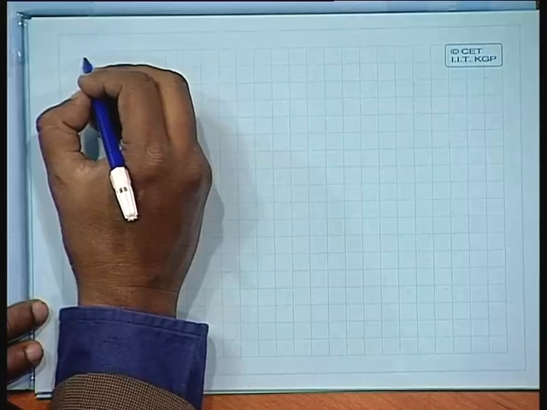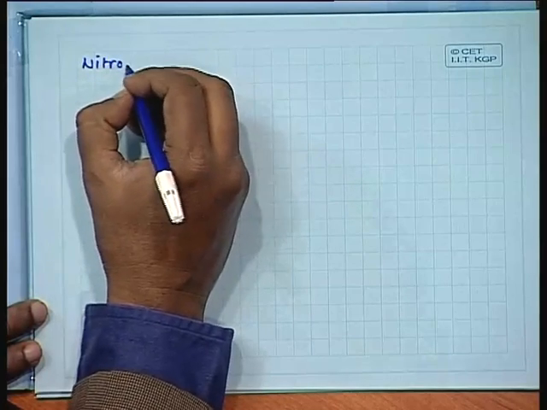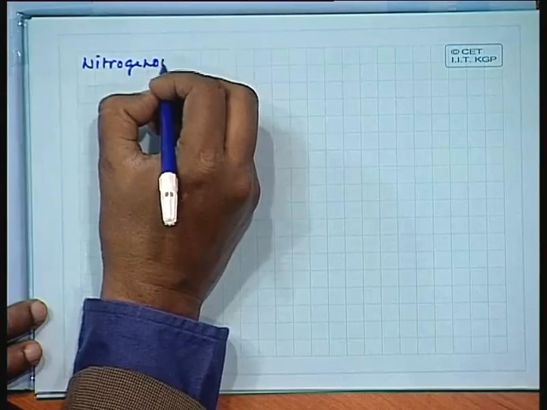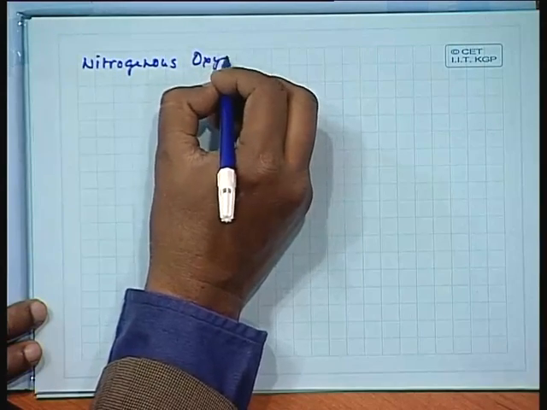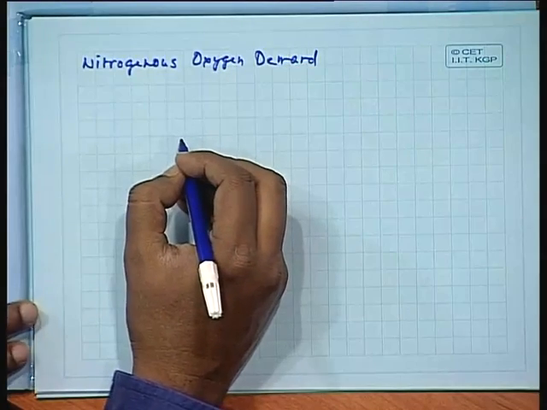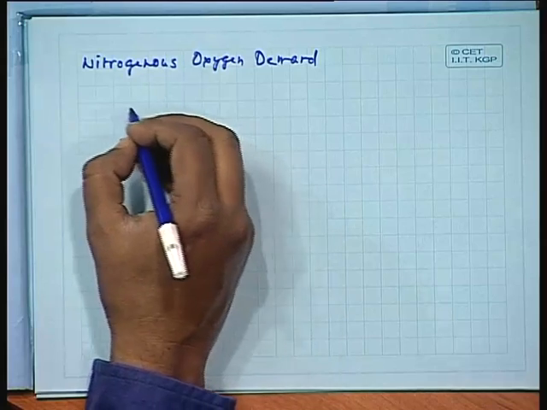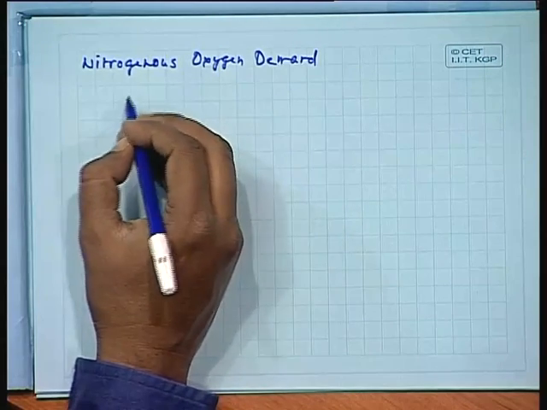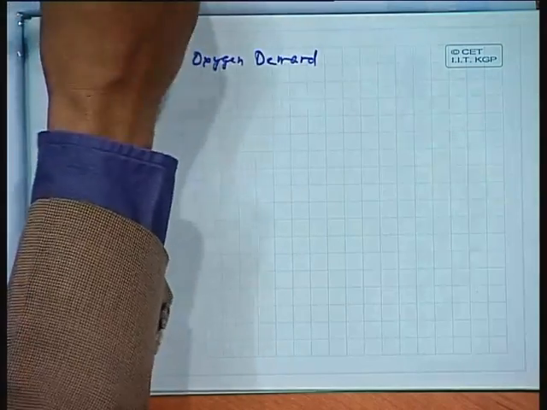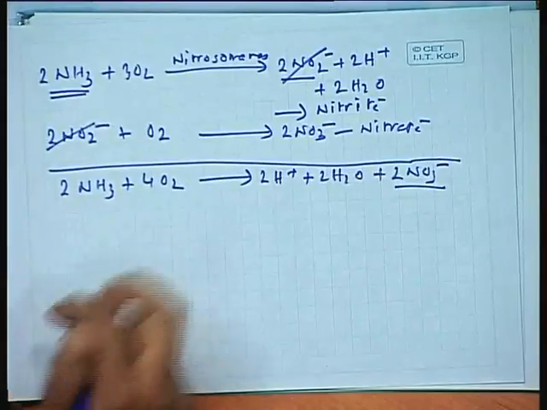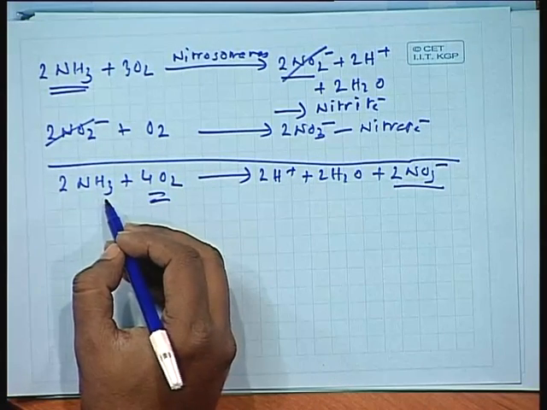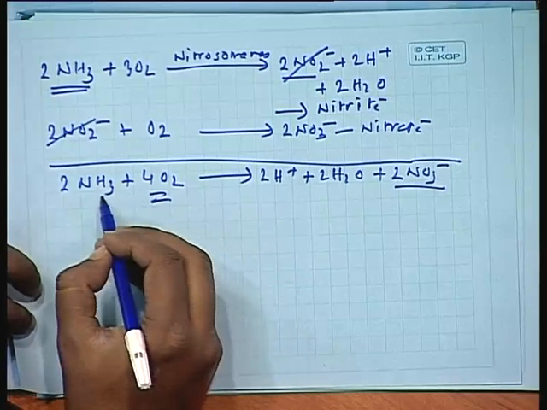nitrogenous oxygen demand. So, in the nitrogenous oxygen demand, we generally try to find out, as you have seen in this last reaction, the oxygen is being used. What is the demand of oxygen? That can be found out.